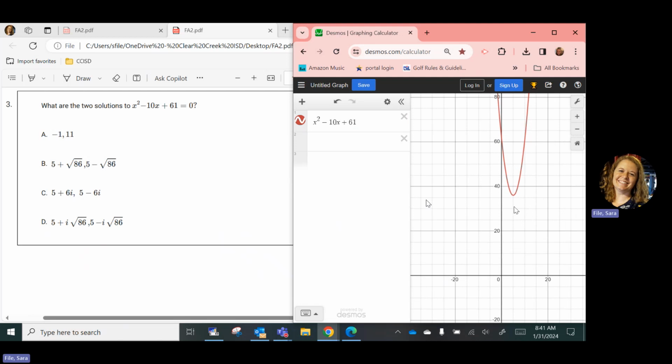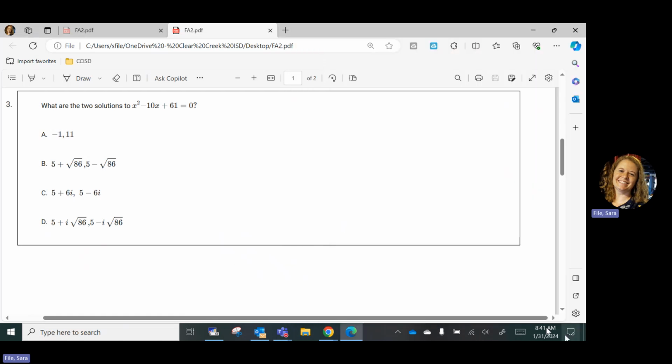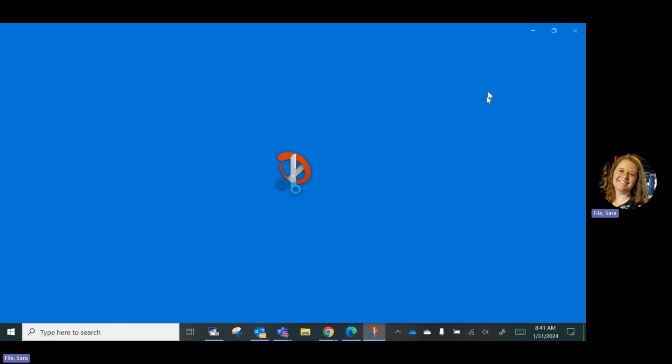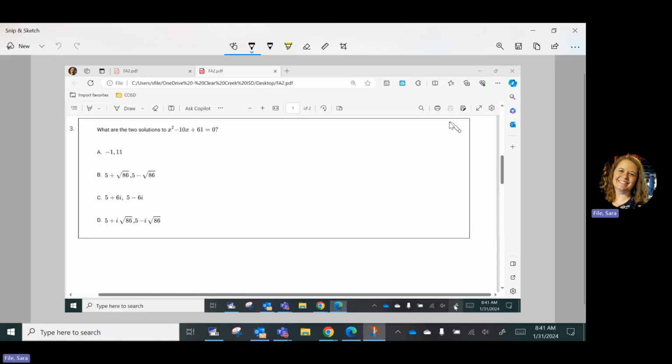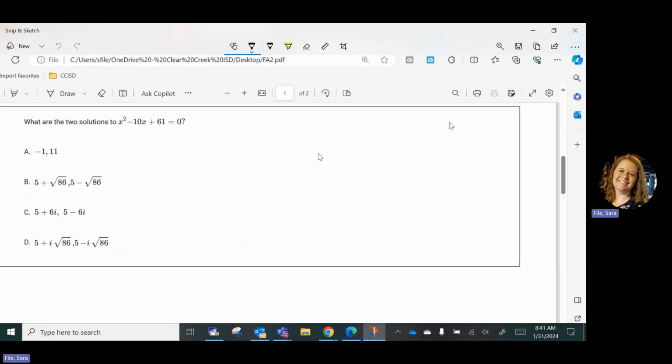Are there any x-intercepts for this parabola? Does it cross the x-axis ever? So what answer choices here can I immediately eliminate, just knowing that there are no real solutions? I can eliminate A and B. A and B are both real solutions. B looks a little more complicated because you see those square roots, but those are still real numbers. There's no i there, is there? Those would just be irrational numbers.